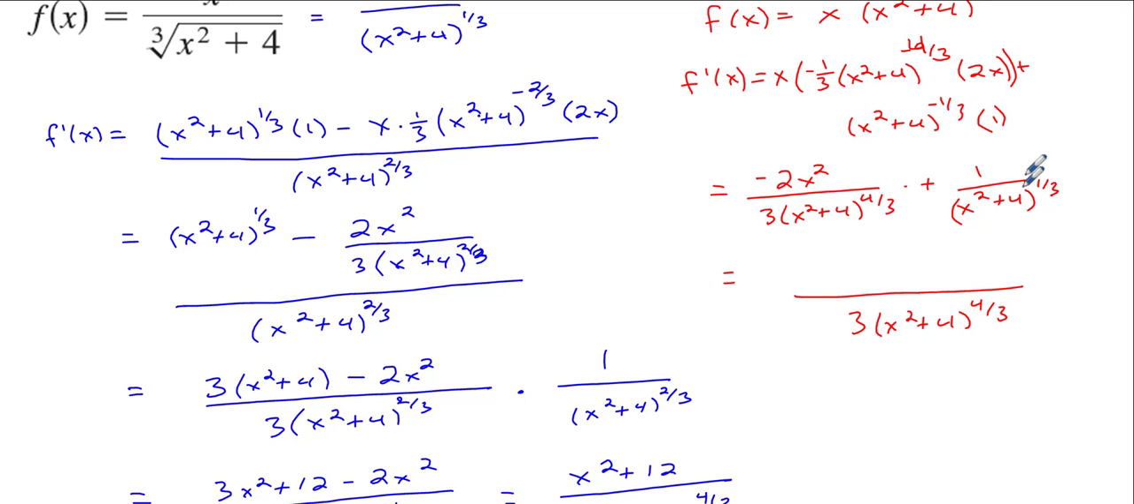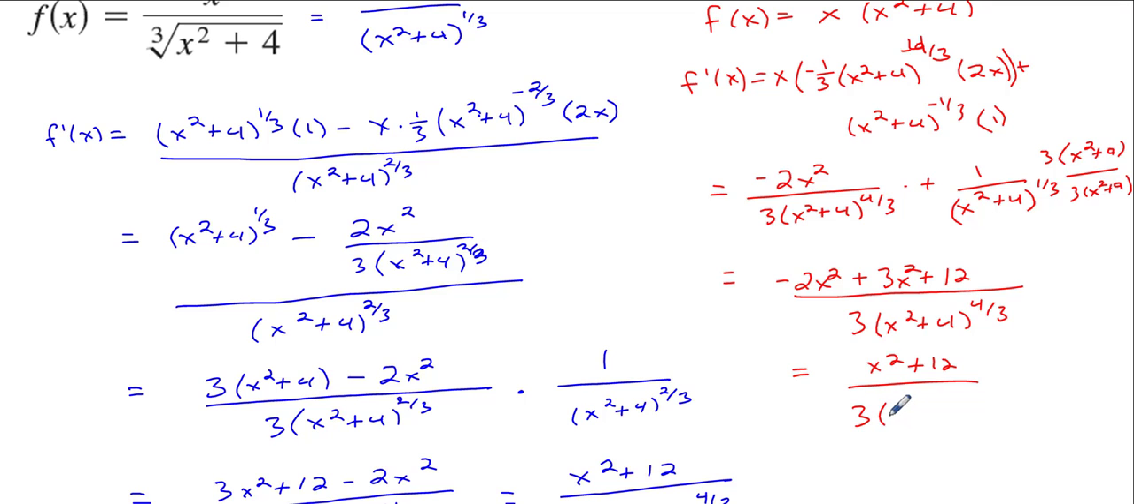Okay, which would just be x squared plus 4. All right, so you're multiplying by 3 times x squared plus 4 top and bottom. Because x squared plus 4 to the 1 power is 3/3. 3/3 plus 1/3 is your 4/3 power that we need. Alright, negative 2x squared plus 3x squared plus 12. And then it looks like we're back at x squared plus 12 all over 3 times x squared plus 4 to the 4/3 power.